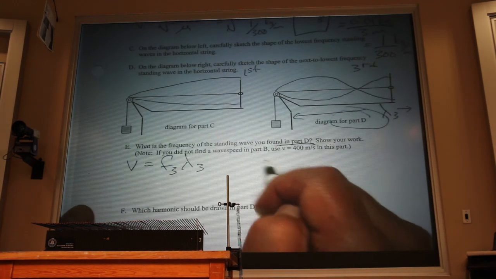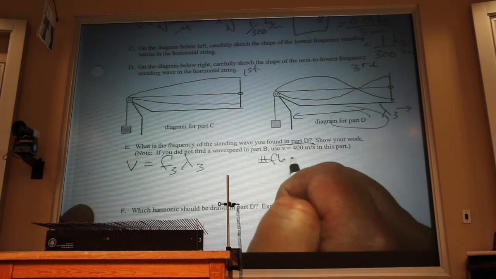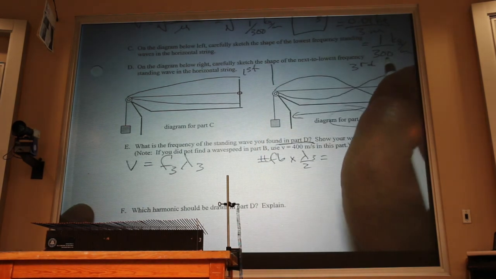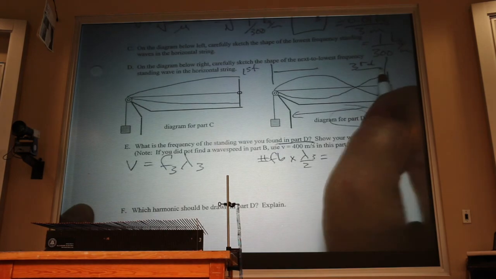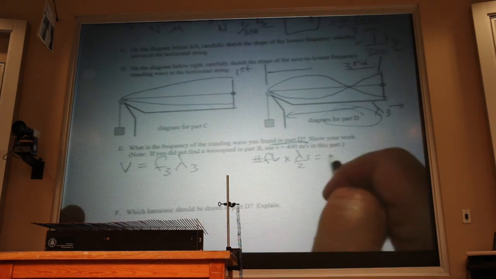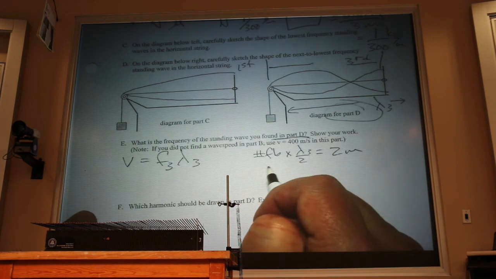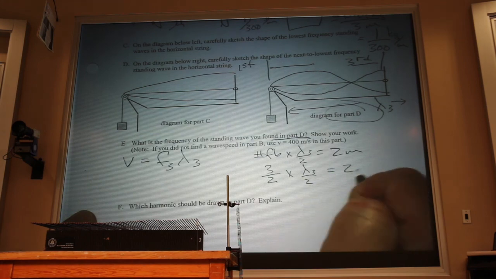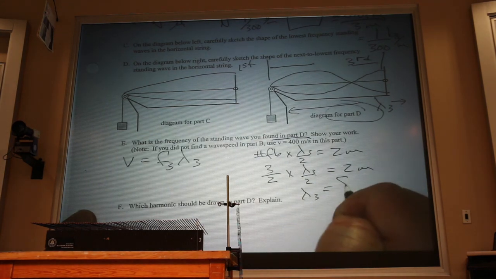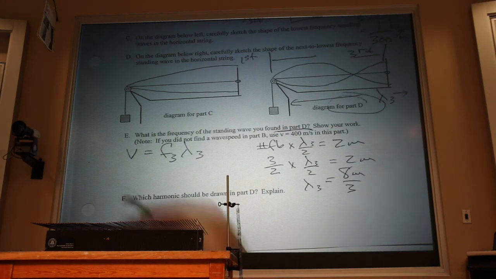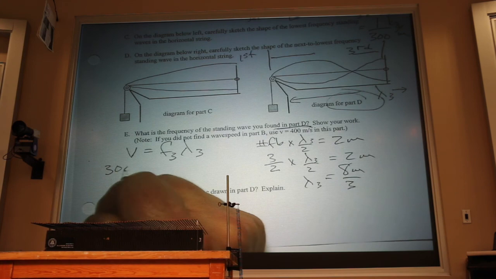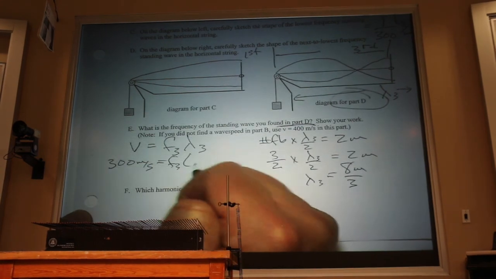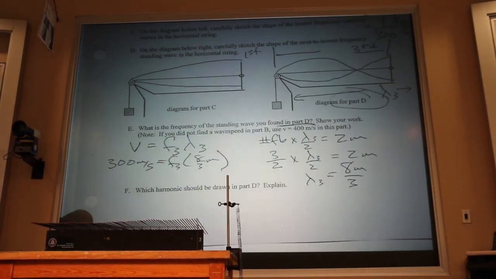Well, I can find the wavelength by using the number of half loops times lambda over 2 is equal to the length of this part of the string that's oscillating. That's 2 meters. So I'm going to have 3 half loops times lambda over 2 is equal to 2 meters, or lambda 3 is equal to 8 meters over 3. So I come over here and I put in 300 meters per second for the speed. I put 8/3 meters for the wavelength, and I solve for f3.